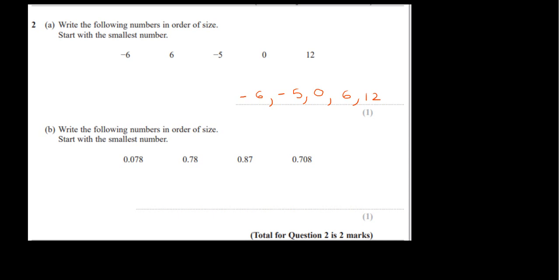Okay, write the following numbers in order of size. Start with the smallest number. My advice to anyone doing this question, especially on the foundation paper, is write the place values. These kinds of questions have the largest number of mistakes. So I'd write units, decimal point, tenths, hundredths, thousandths, above each of the numbers.